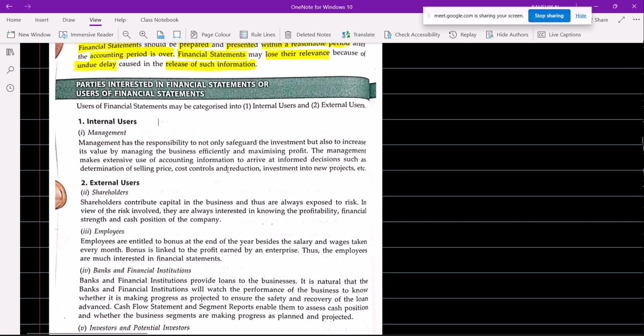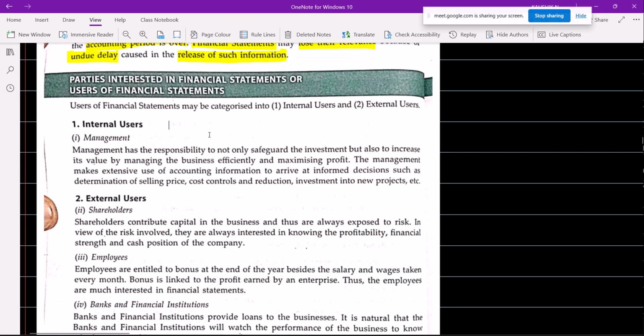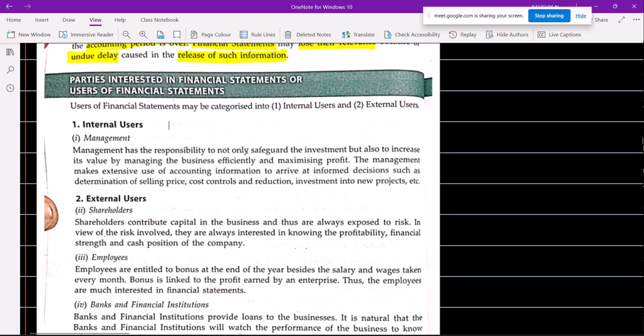The next topic is the parties who are interested in your financial statements, the users of your financial statements. Yes, this concept you have already learned in grade 11: the internal users and external users. Probably anyone can read this concept, the others will listen. If there is any point to be explained, I'll explain. If you find the point self-explanatory, then we can just move on to the next segments.